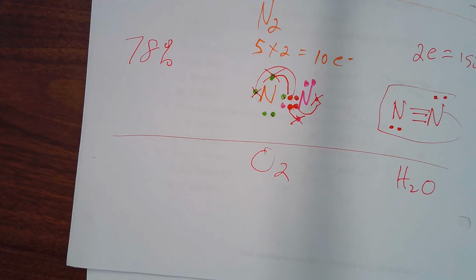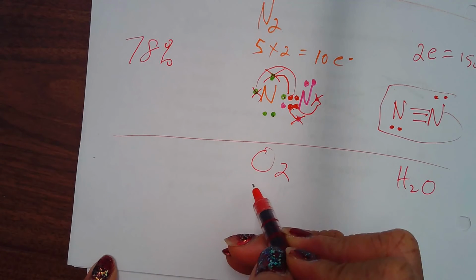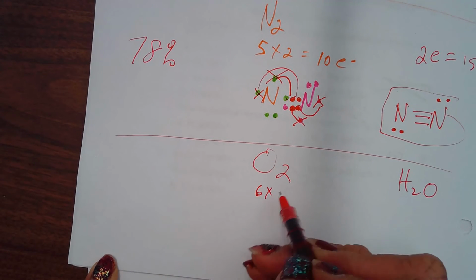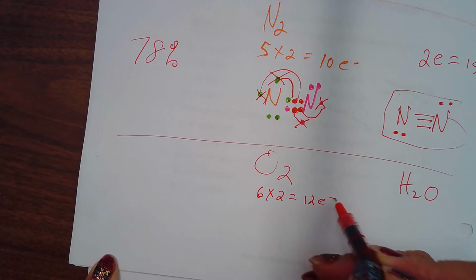So, step 1, find out how many valence electrons. Look at the periodic table. How many on the outside? Does everyone have the valence electrons for oxygen? People on this side. How many? 6. Okay, good. So 6 times 2. You have to draw 12 electrons, right?